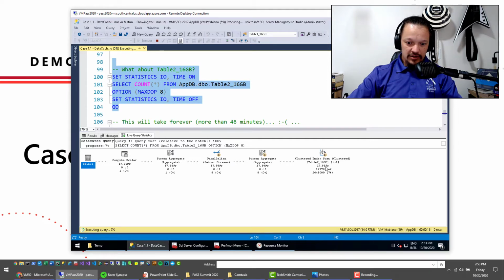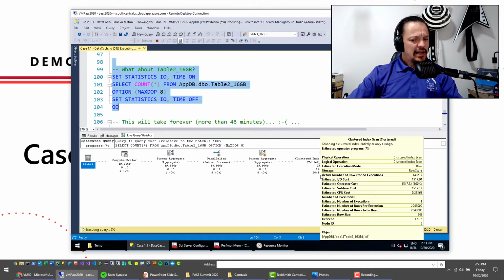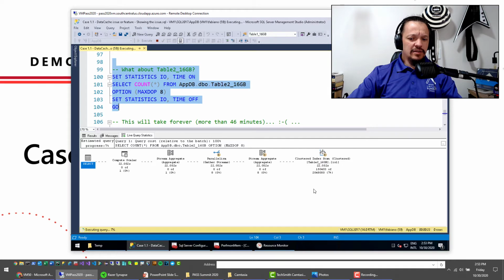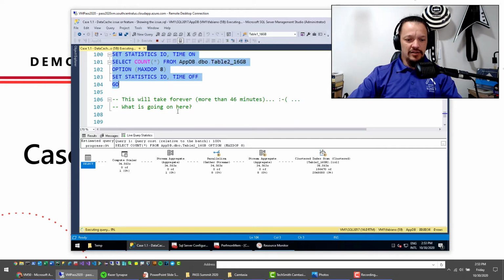There we go. As you can see, in the beginning it was a bit fast, but now it looks like it is kind of stuck at 7%, you see? Let's wait for some time. And while it's running, you saw here, this is going to take forever to run, more than 46 minutes. And why? What's going on? And this is the problem I want to investigate.